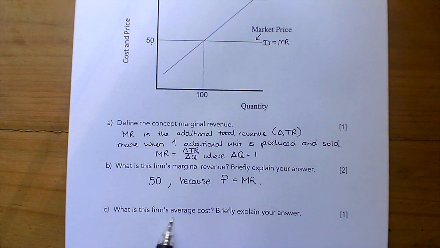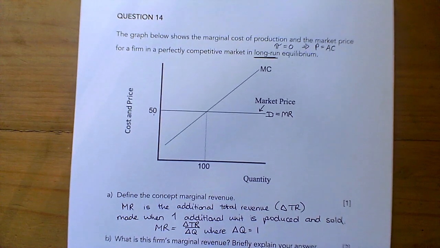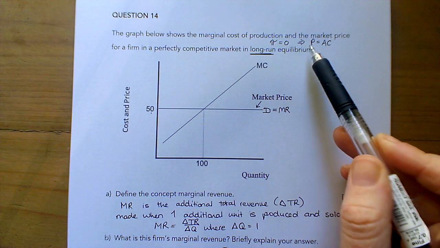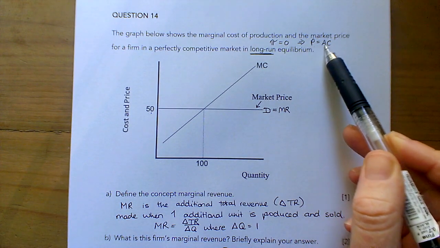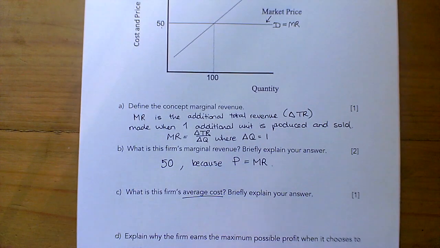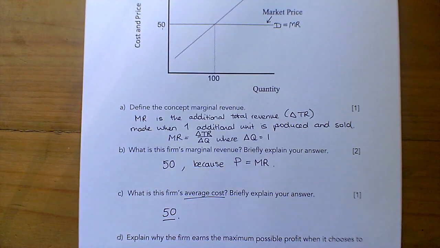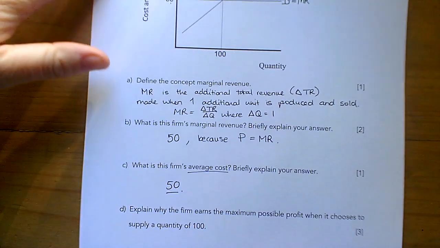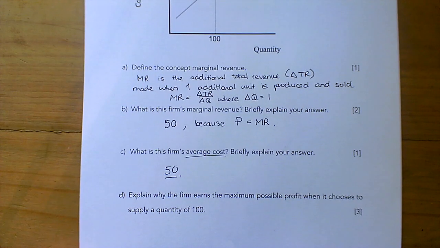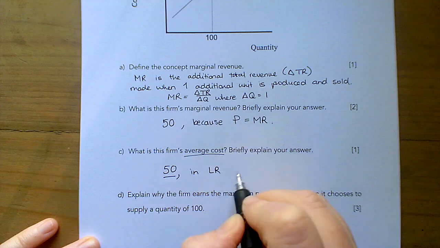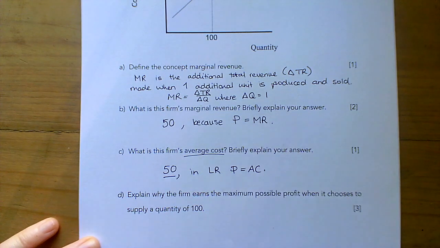C then asks, what is this firm's average cost? Briefly explain your answer. So if this firm is in long run equilibrium, it makes zero economic profits, which means it has to be charging a price that is equal to its average cost. And if it is charging a price of 50, that must mean its average cost is 50. That is the only way it's going to break even in economic terms on each of its units sold. So in the long run, price equals AC.